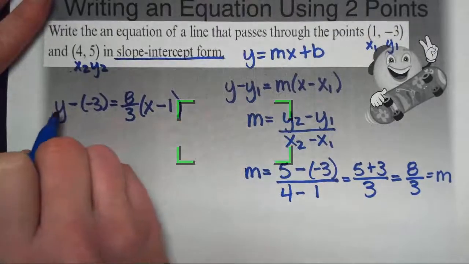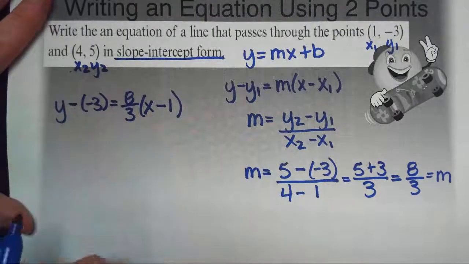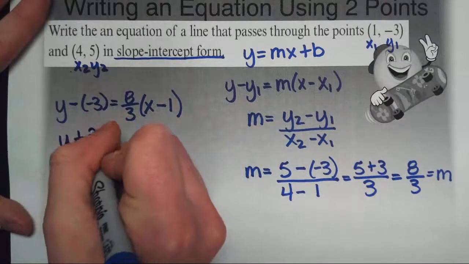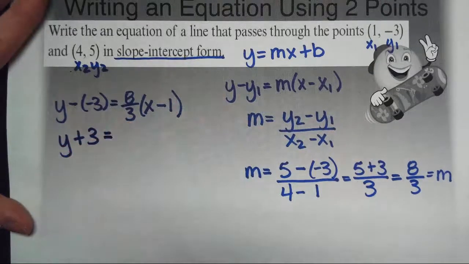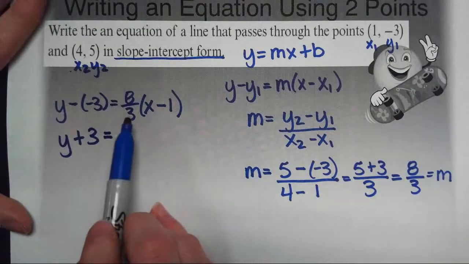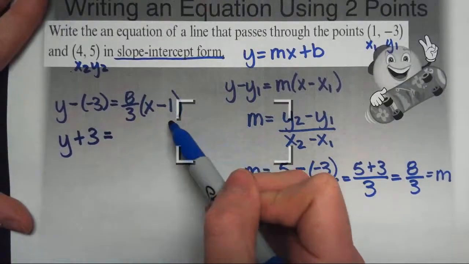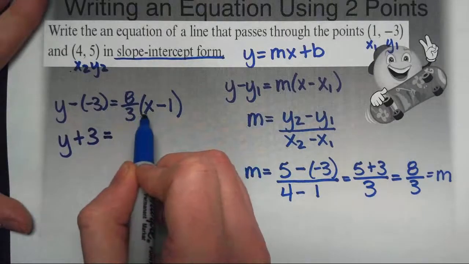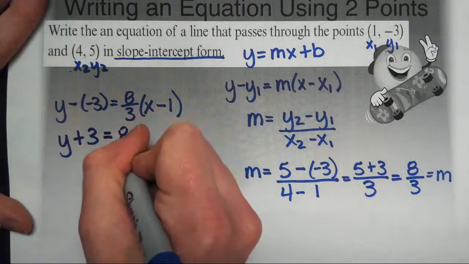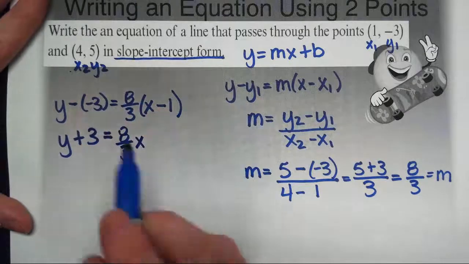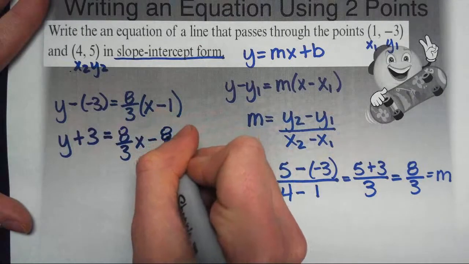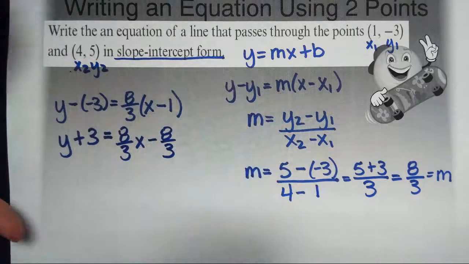I'll start over here. I know I have y minus a negative 3, and minus a negative is really plus. So I'm going to turn this into y plus 3. On the right side, I've got 8/3, and then in parentheses, x minus 1, which means I need to distribute. 8/3 times x would be 8/3 x. And 8/3 times negative 1 would be negative 8/3.